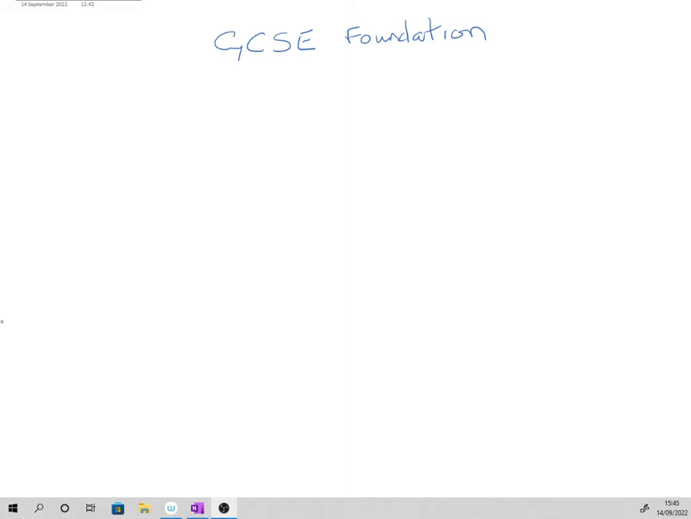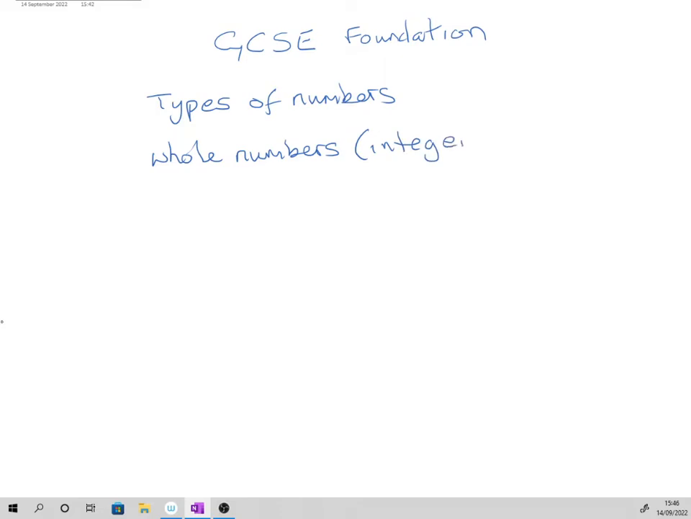Right, hello. GCSE Foundation. We'll go over what lesson 1 was. We started off with types of number, different types of numbers. Right, then, so we had whole numbers, which are called integers, for some reason or other. And these can both be positive, 42, 612, minus 6, minus 12. So they can be both positive and negative.